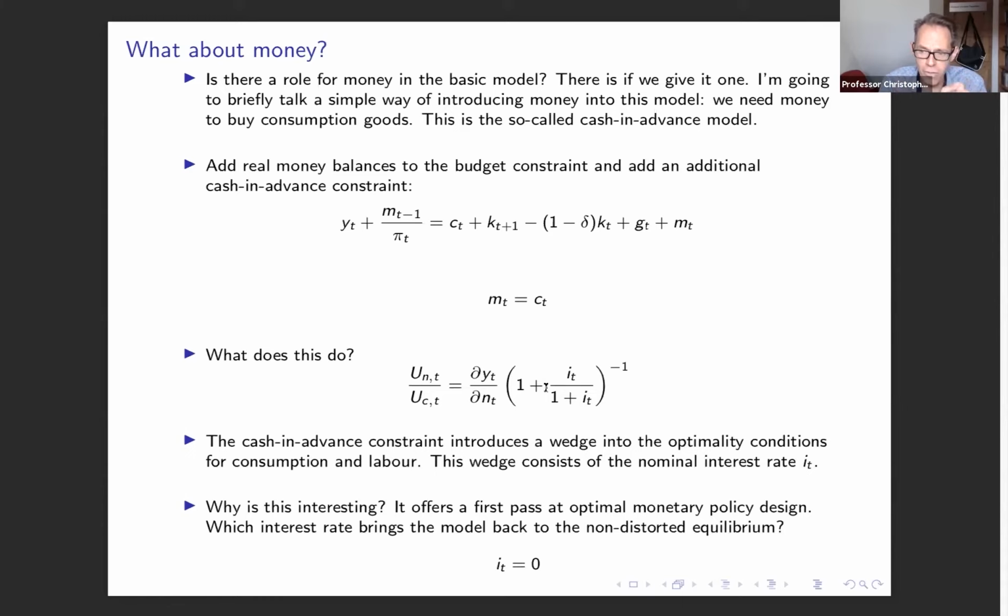So we've talked about the effects of fiscal policy, we've talked about the effects of a very simple way of modeling monetary policy. And we've done all this in 9 minutes.